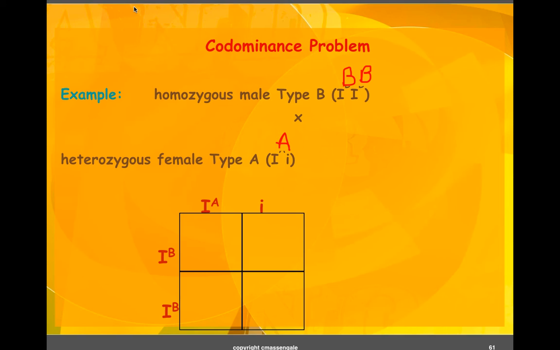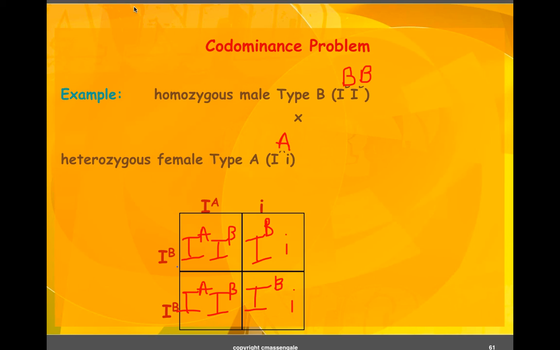So here's my Punnett square. Again, here's the female, and here's the male. And then you just fill it in like any other Punnett square. When you create this Punnett square, you separate the i's, and then you always keep the superscript with the capital letter. So we have I superscript A, I superscript B, capital letter I superscript B, lowercase i, I superscript B, lowercase i, I superscript B, lowercase i.